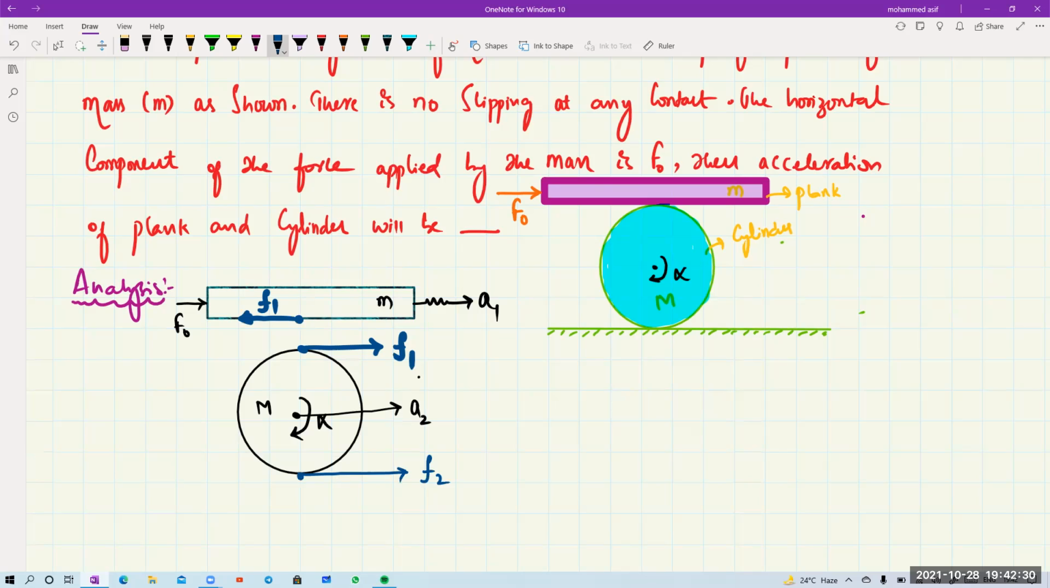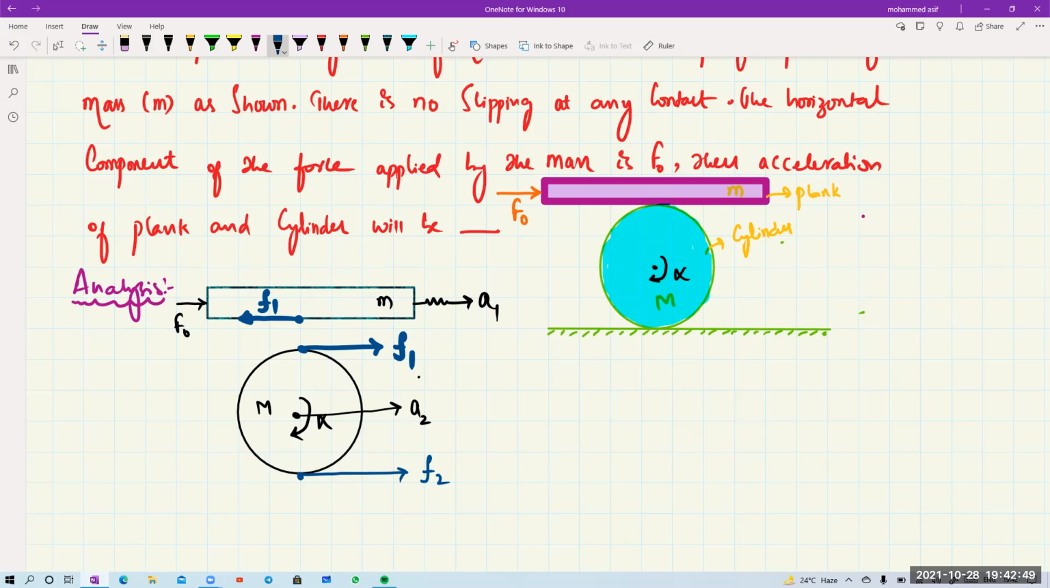So F1 is the friction between the plank and the cylinder. F2 is the friction between the cylinder and the ground. A1 is the acceleration of the plank and A2 is the acceleration of the center of mass of the cylinder. Make sure of that.